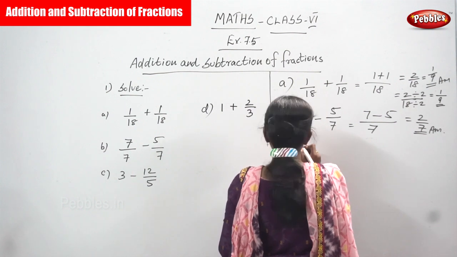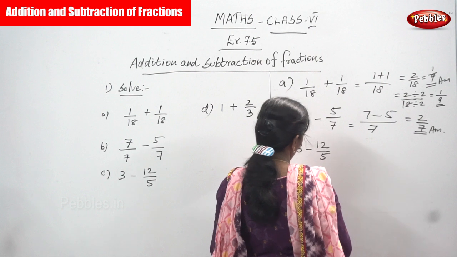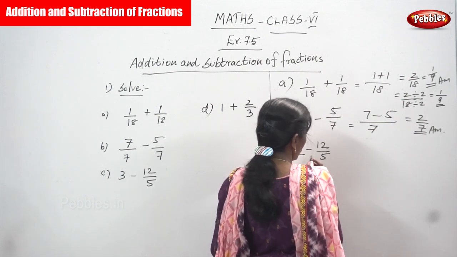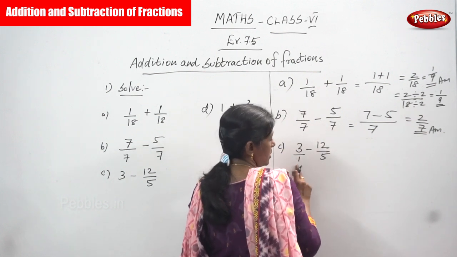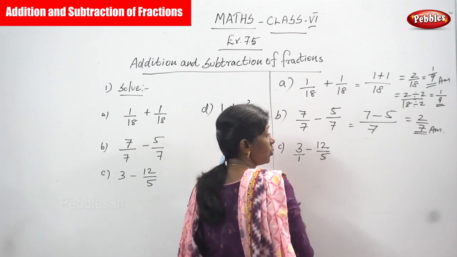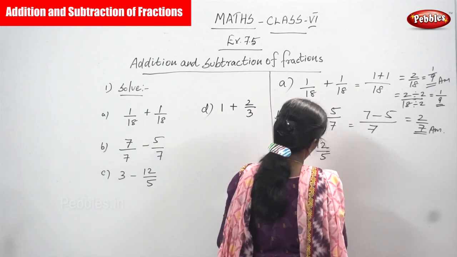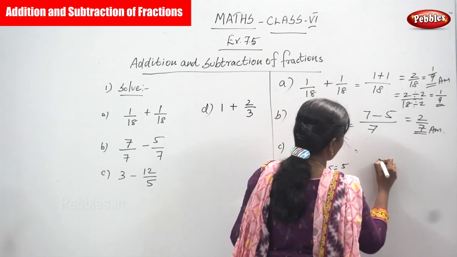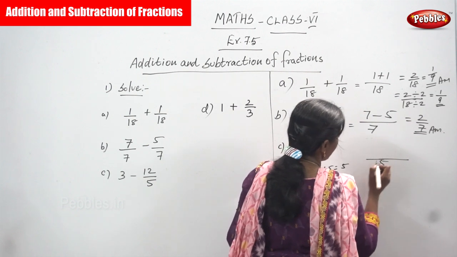And the C question: 3 minus 12 by 5. What is this 3? There is no number in the denominator, so you have to consider it as 1. Now look at the denominators. The denominators are different, so you have to take the LCM. 1 into 5, you get 5. So 5 is the LCM.